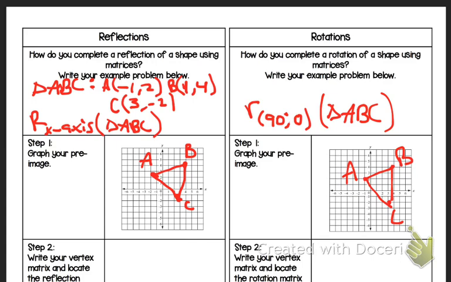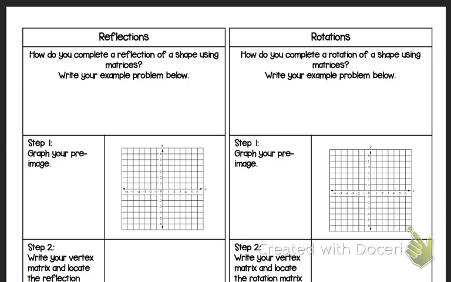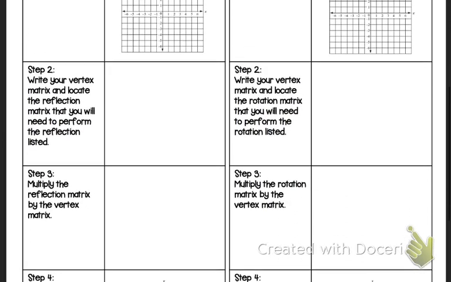Alright, so for reflections and rotations, we're going to use this example here with triangle ABC, where A is -1, 2, B is 4, 4, and C is 3, -2. And we're going to reflect across the x-axis first. So the first thing you want to do is graph it. So graphing our pre-image, I've got it graphed here. We're actually going to use the same one for the rotation as well. So you can go ahead and graph both of those if you want, and we're going to rotate 90 degrees.